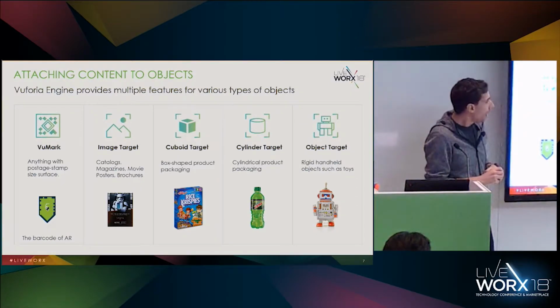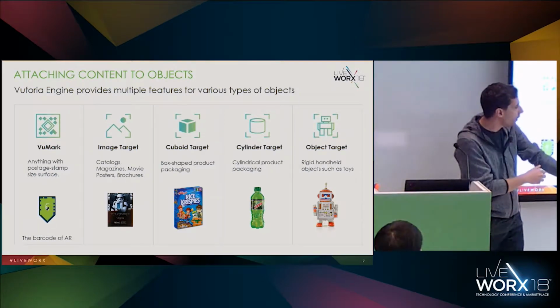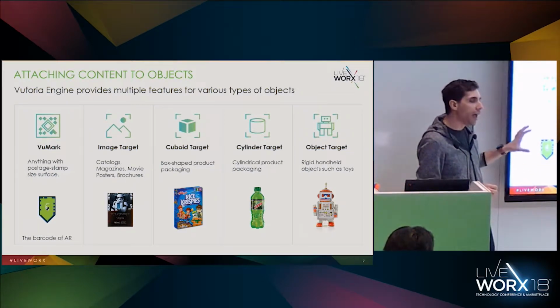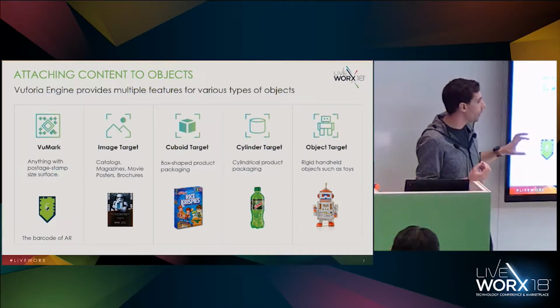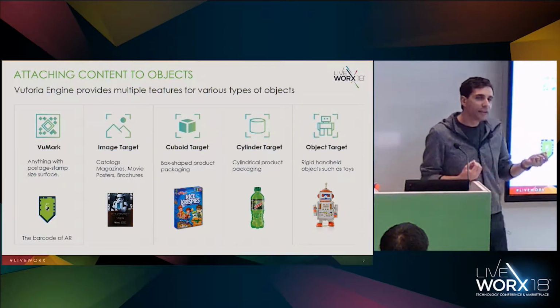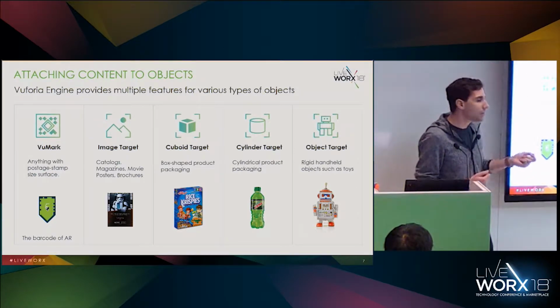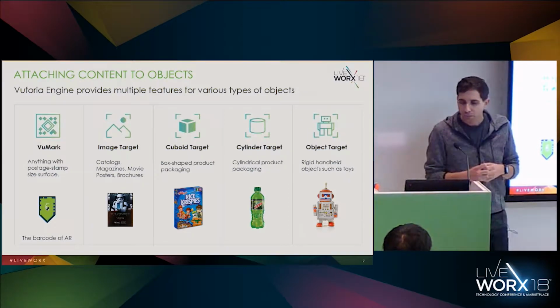Now, what all of these objects have in common is that they all have what we call contrasting natural features. So they have this visual detail that really pops, that allows the computer vision algorithms to latch onto and to allow you to put content.